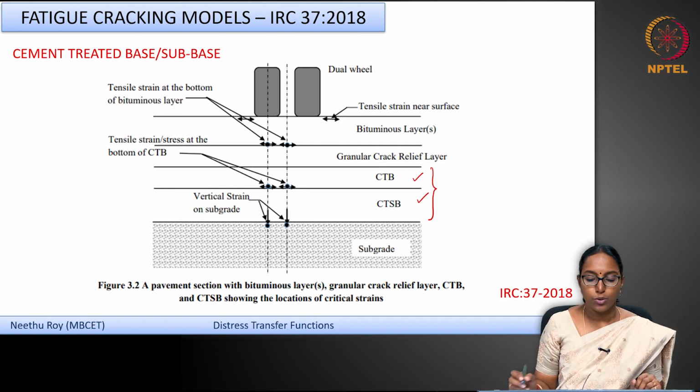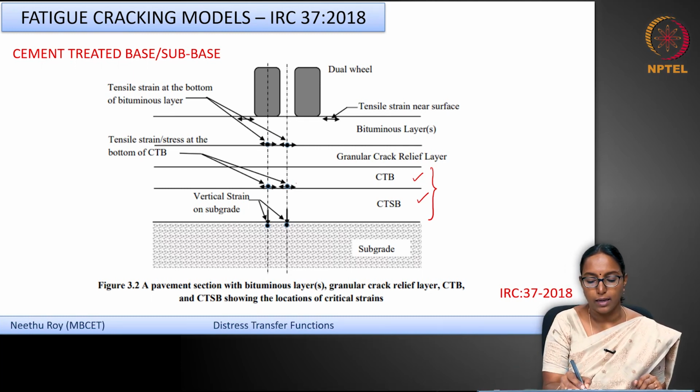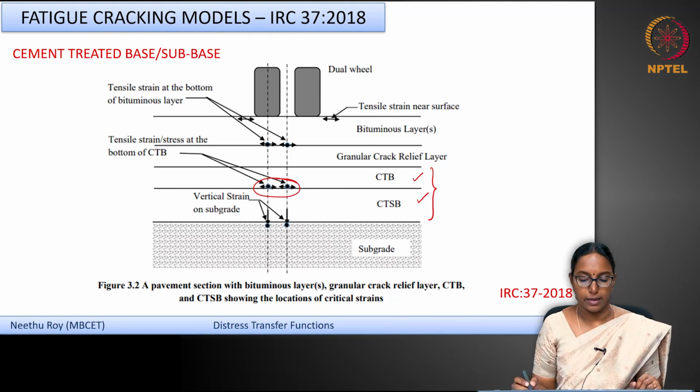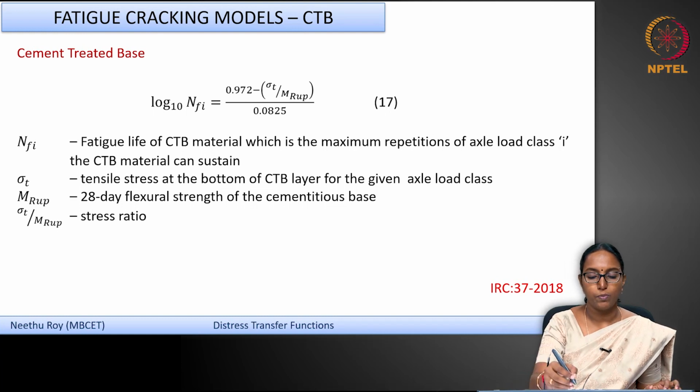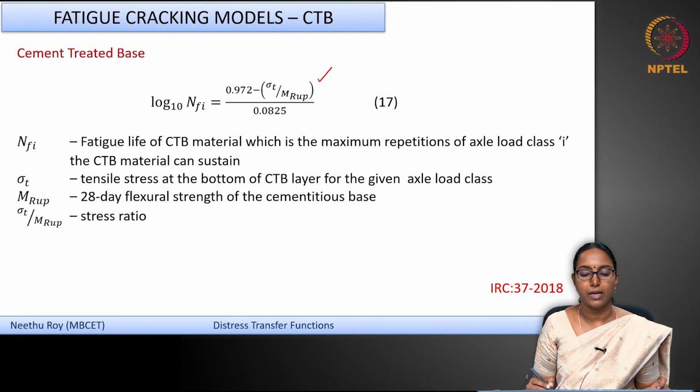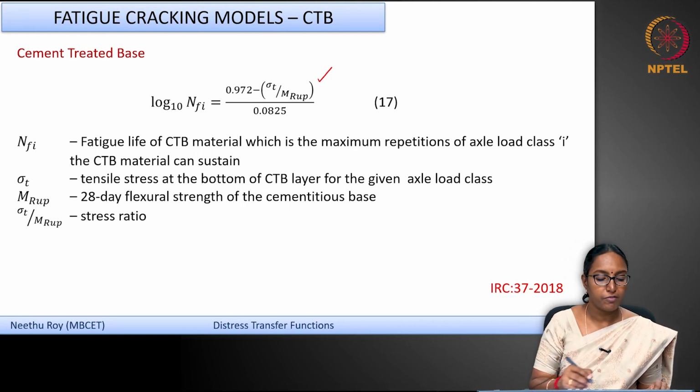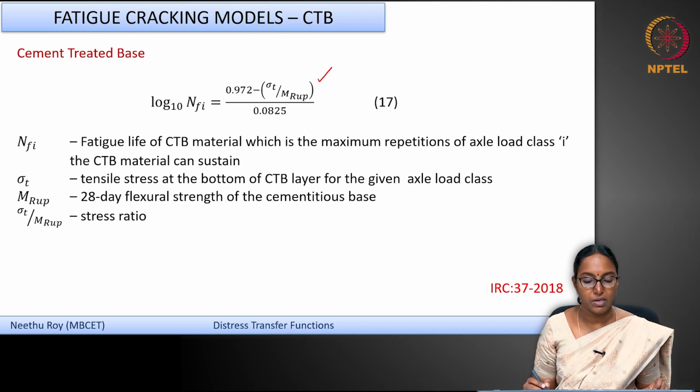Now, for that you have to see the tensile strain at the bottom of the cement treated base layer. So, for the cement treated base, this is the IRC 37 model that has been given, where log10 NFi is equal to 0.972 minus sigma T by M rupture, M rup divided by 0.0825, where NFi gives the fatigue life of the cement treated base material, which is the maximum number of axle load repetitions of the ith load class that the cement treated sub base or base material can sustain.